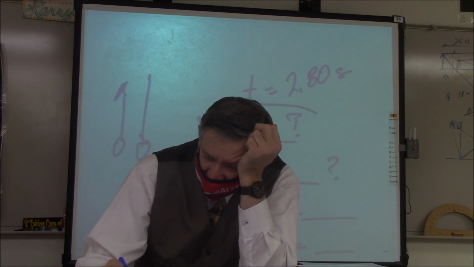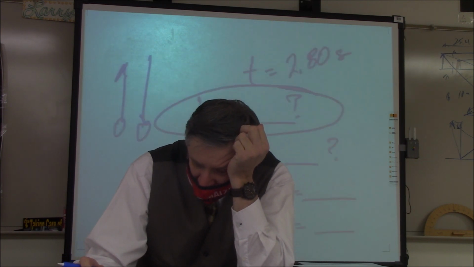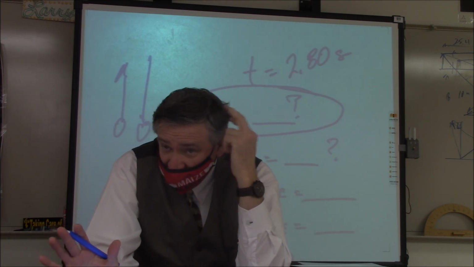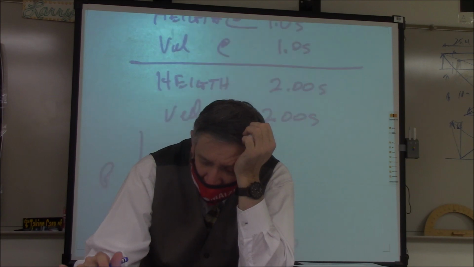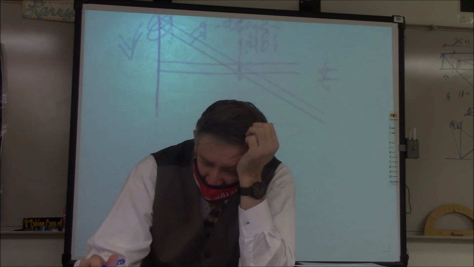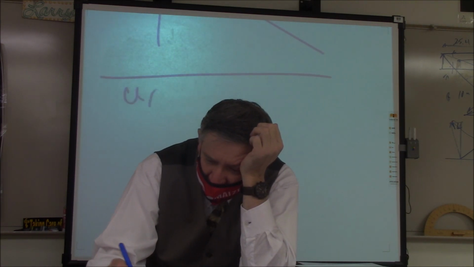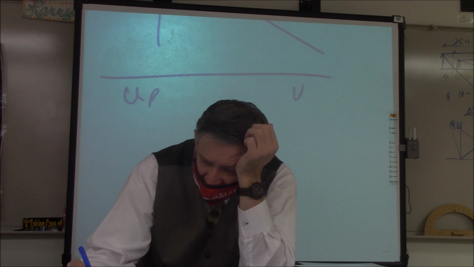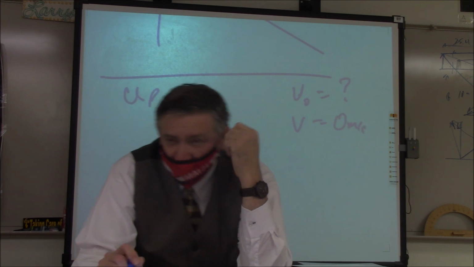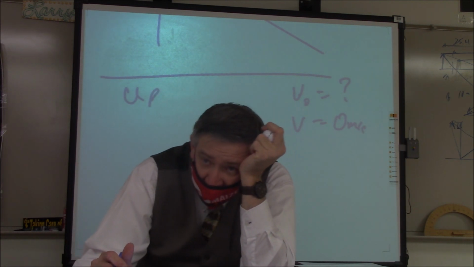So let's talk about that initial velocity. On the way up, my initial velocity, V naught, is what I don't know. But what's my final velocity going to be? 0. I know my final velocity is going to be 0 meters per second. That's kind of cool, right?